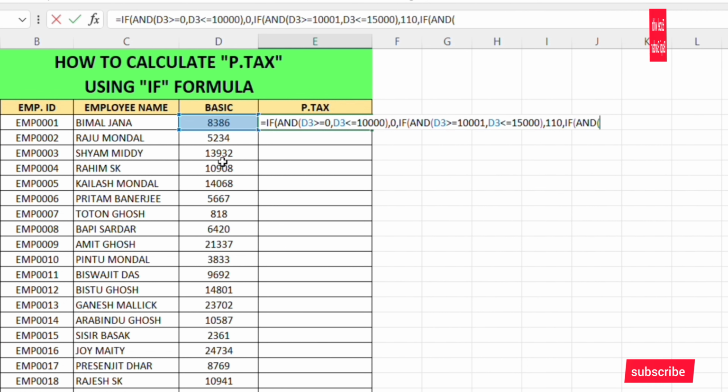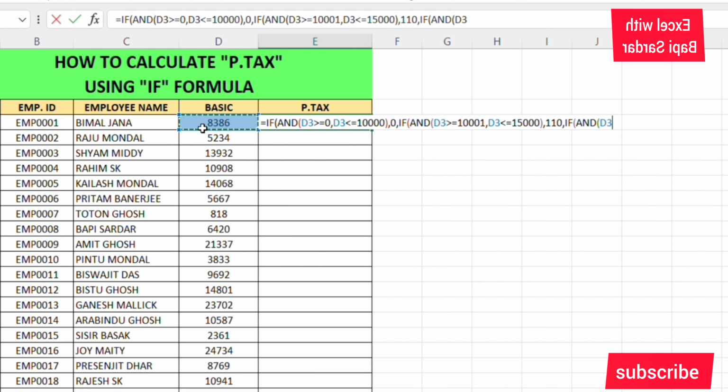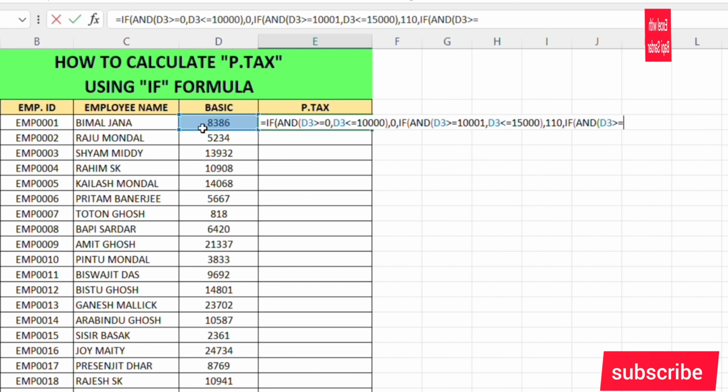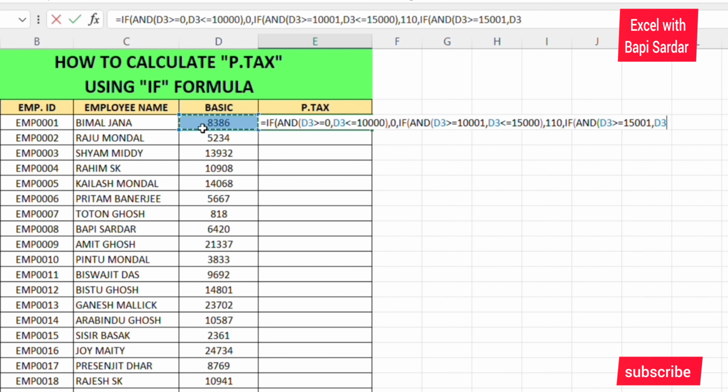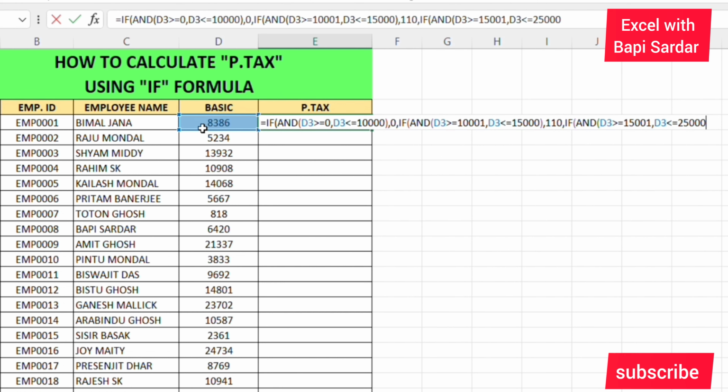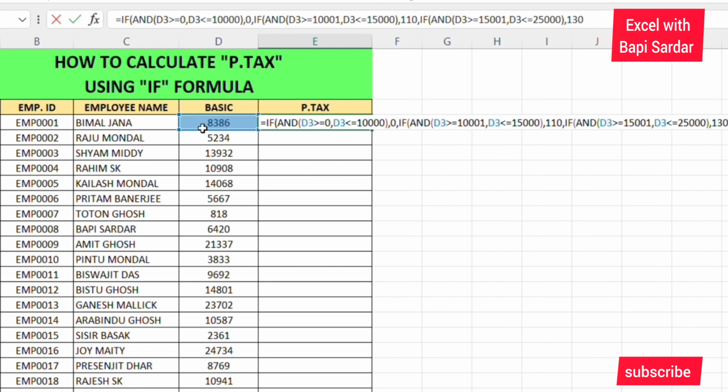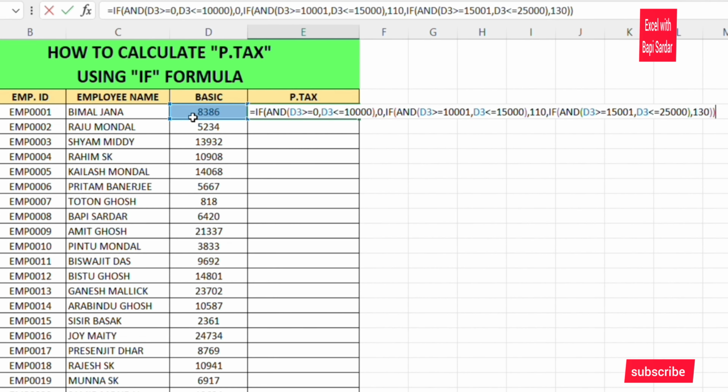Bracket open and bracket open, D3 greater than or equal to 15,001 comma D3 less than or equal to 25,000 bracket close, then comma 130 bracket close and enter.